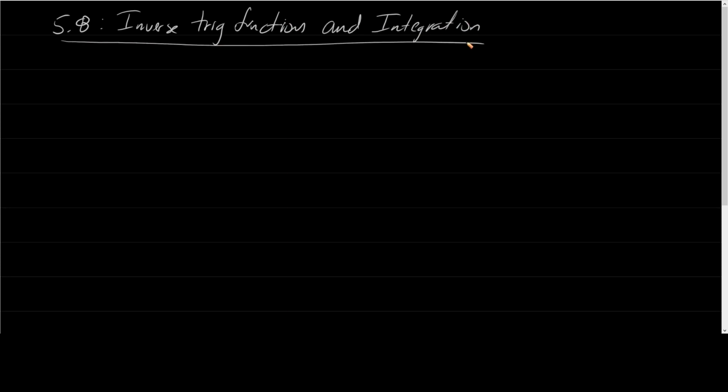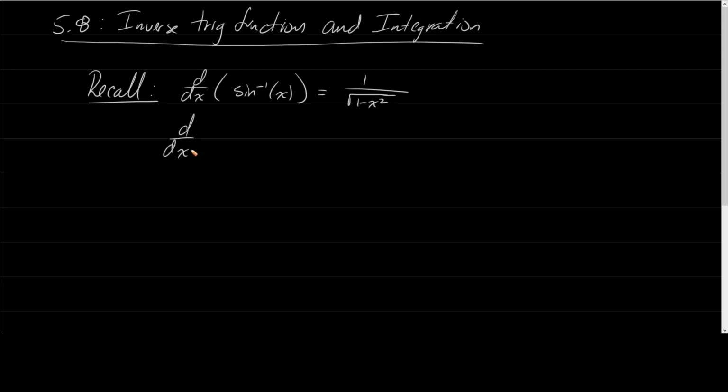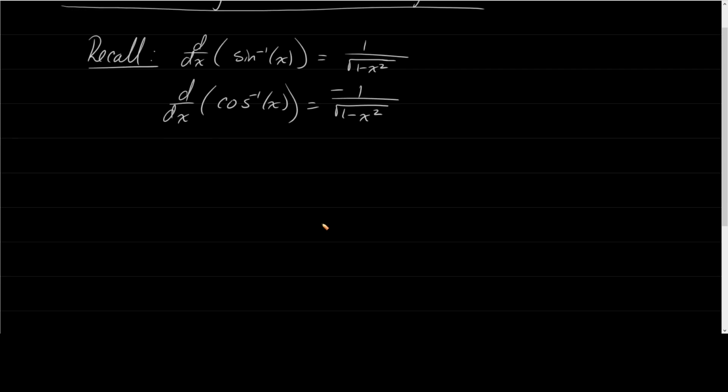All right. So first, let's recall something. Recall that the derivative with respect to x of sine inverse of x is 1 over the square root of 1 minus x squared. Similarly, the derivative with respect to x of cosine inverse of x is negative 1 over the square root of 1 minus x squared. Now, if you don't recall that, let's see why this is true.